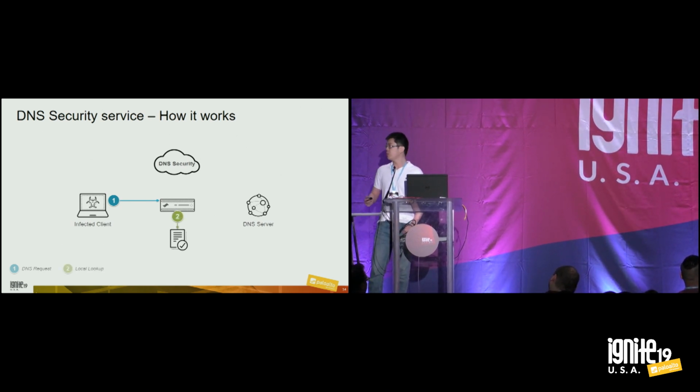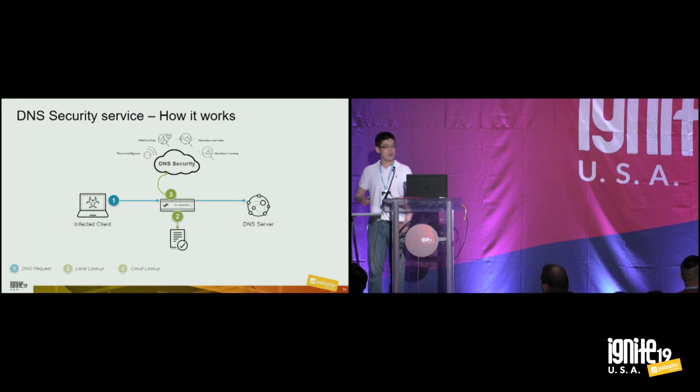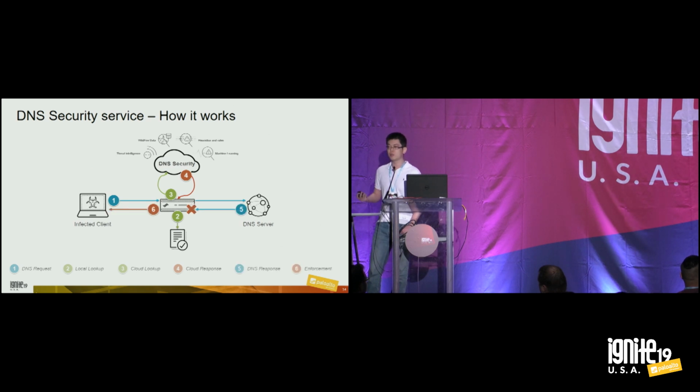And if the query domain is not in the local cache, the firewall will forward the DNS query to the DNS servers and our DNS security service in the cloud. And then our DNS security service will return a verdict indicating if the domain is malicious or not to the firewall before the DNS server returns the response. So when the firewall receives the response, it already knows if the domain is malicious or not.